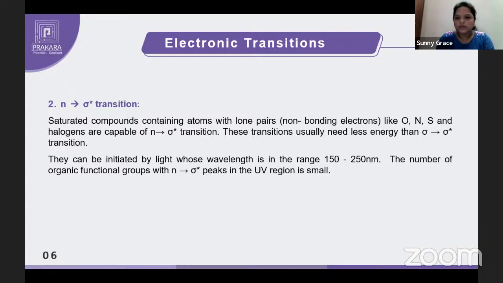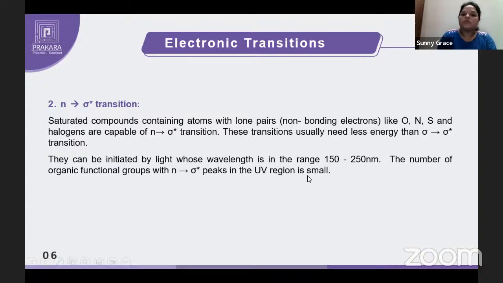In the n to sigma star transition, these also belong to saturated compounds only. Non-bonding is nothing but orbitals containing lone pairs of electrons, on atoms like oxygen, nitrogen, sulfur. These orbitals we generally don't find in a single bond, except in alcohols. Remaining all are bonded like in a double bond only. So the molecules are very few, because of which this kind of transition is also observed less compared to the others. The wavelength where you observe this kind of transition is 150 to 250 nanometers.